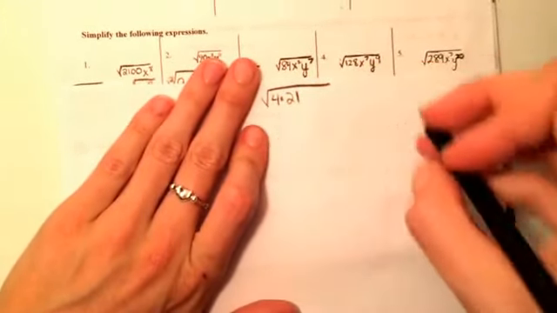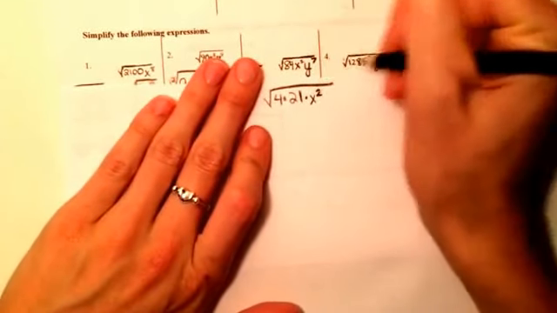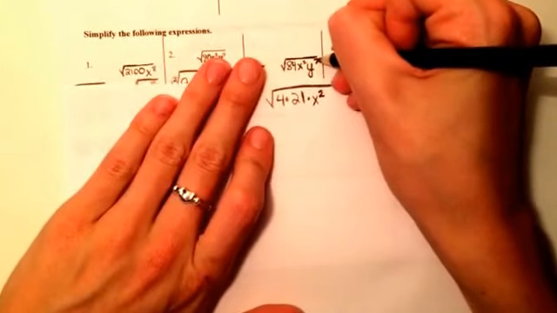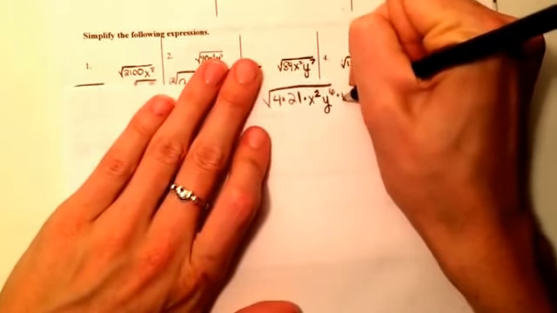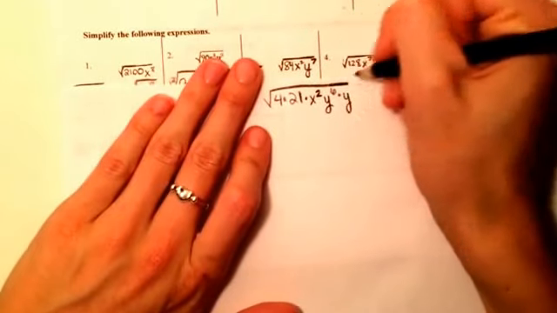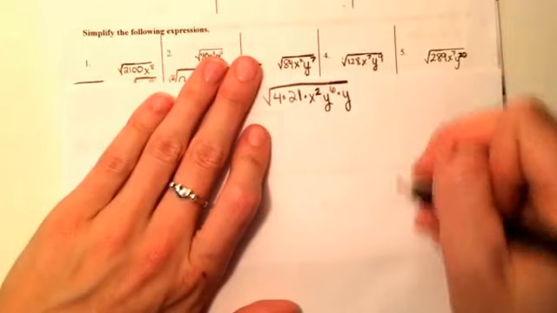Break that apart a little bit. And I have x squared. That's going to be able to have a square root because that's an even exponent. And then y to the 7th, that's an odd exponent. So I'm going to make it something with an even exponent, and there's 1 left over. Y to the 6 times y. That's still y to the 7th.